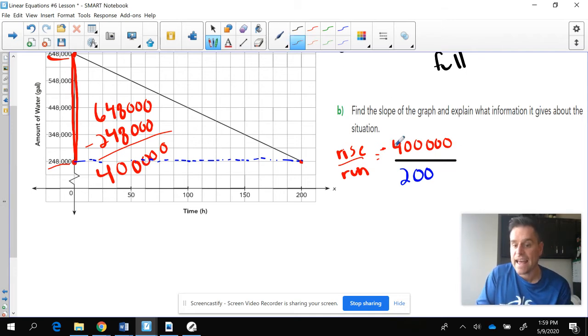Okay, so that is a negative 400,000 divided by 200. We can actually do this in your head, believe it or not. That crosses out. And then 4,000 divided by 2, which is negative 4,000, is negative 2,000. That is our slope.